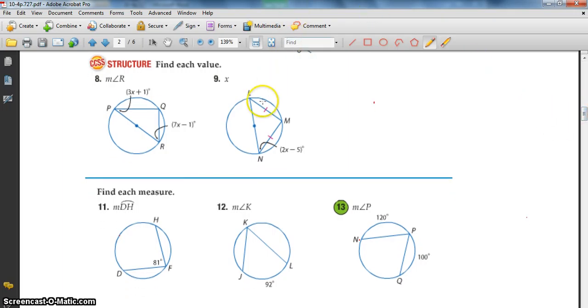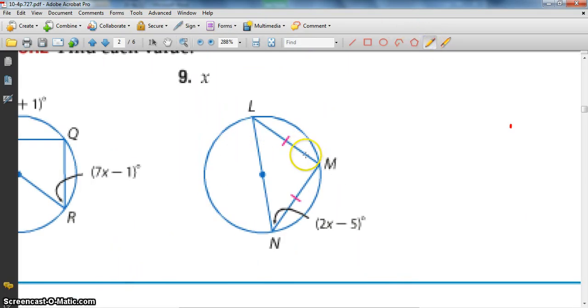On number 9, we need to find the value of x. Okay, so we're given our diameter, which means that this is going to be a right angle. Remember, an inscribed angle whose intercepted arc is a semicircle will always be a right angle. If this is a right angle, then both of these angles have to be 45 because it's an isosceles triangle. So these two angles have to be congruent, and 90 divided by 2 is 45.